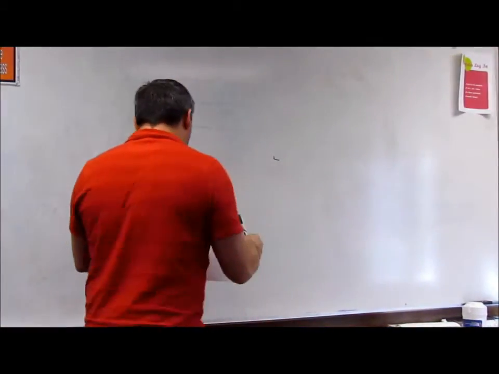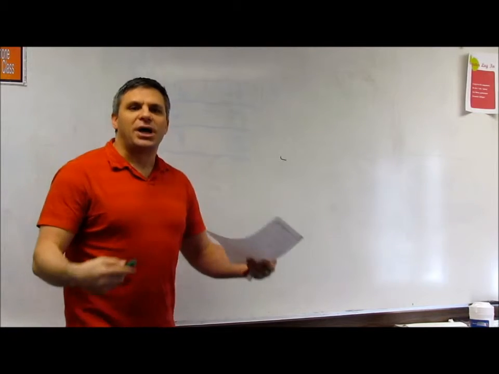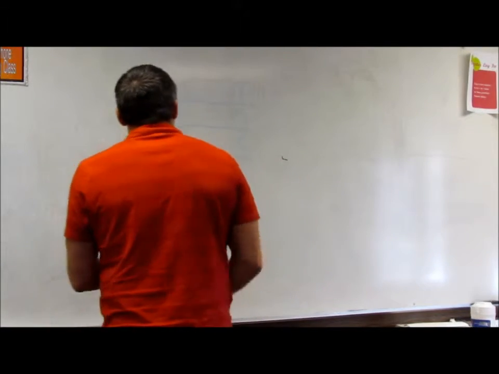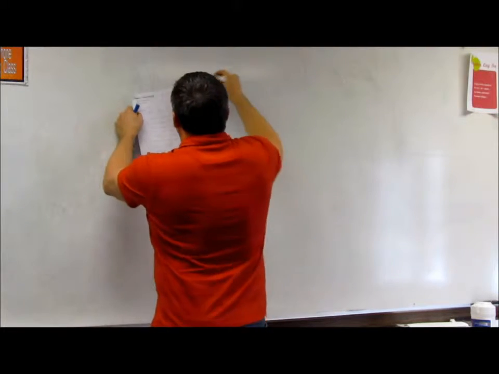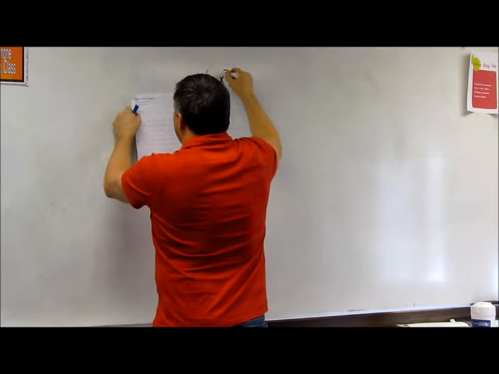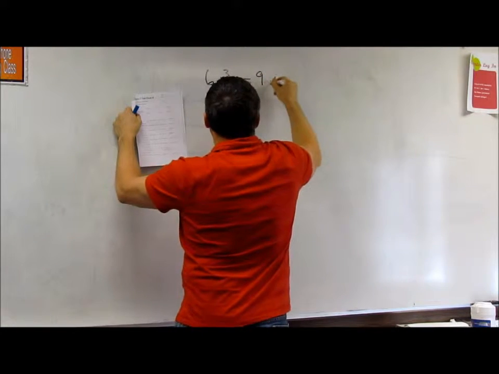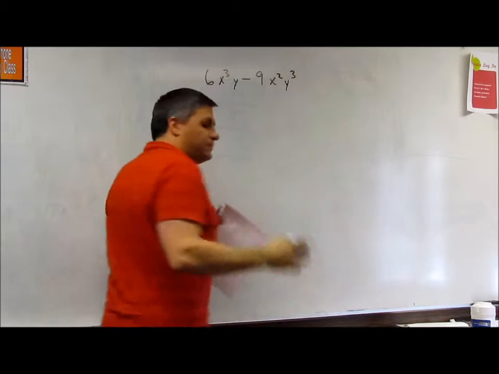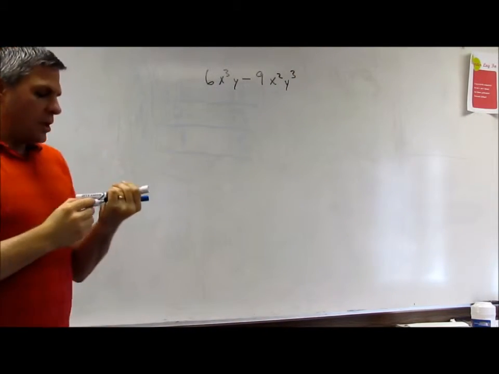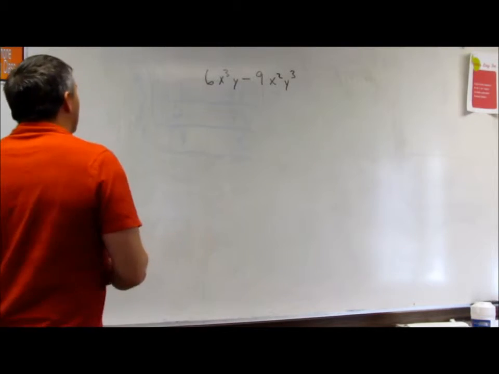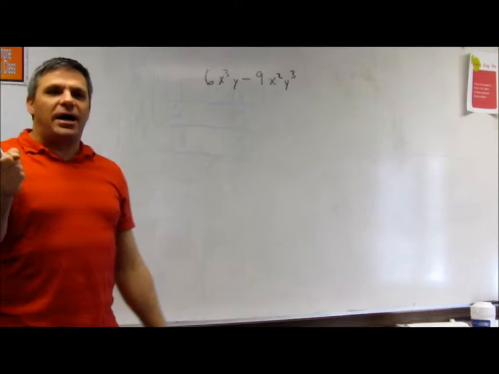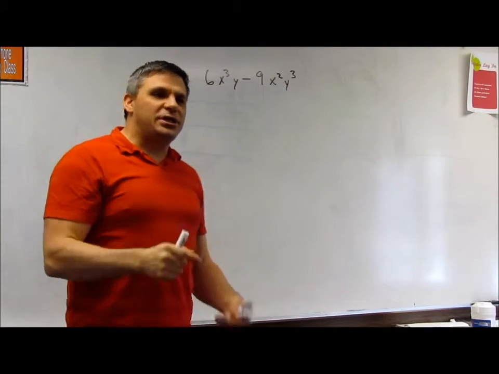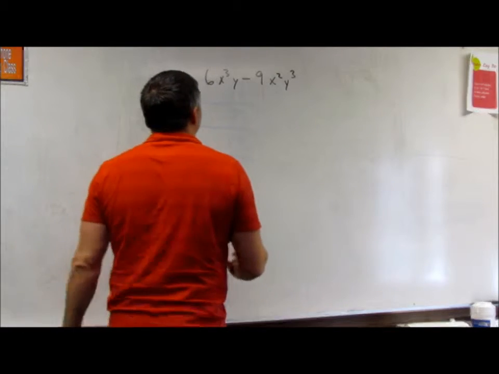What if we got a problem like the rest of our problems where it's a binomial or a trinomial? How do I do it? It's the same thing. 6x cubed y minus 9x squared y cubed. So, this is problem number 3. I look at this and I'm like, okay, I need to find my variable GCF. Again, I'll do it in green.